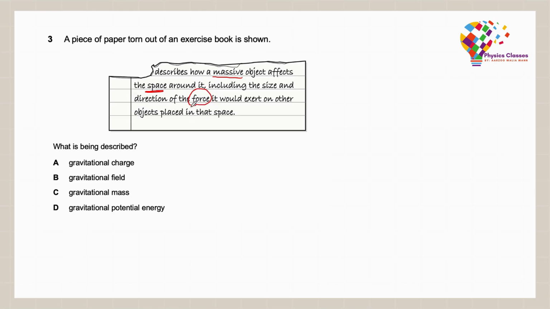There are two things to look at in the question. Firstly, they are saying it's a massive object. Secondly, it is affecting the space around it. When anything inside the space is affected, it is always a field. And it's a gravitational field because it is massive. They have also referred to the force that it would exert on any object that would enter its field. So the correct answer here is gravitational field, simply because they are talking about the effects present in the space around the mass. I hope that's clear. Let's go to question number 4.